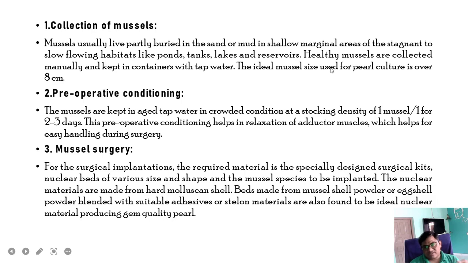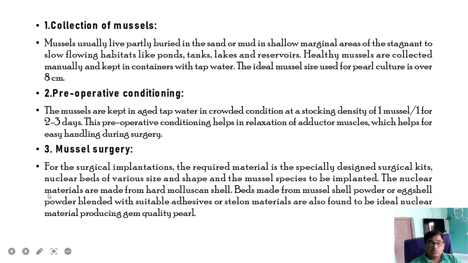And healthy mussels are collected manually and kept in containers with tap water. The ideal mussel size used for the pearl culture is over 8 cm. Above 8 cm size is preferable for the pearl culture. Then the next is the preoperative conditioning.